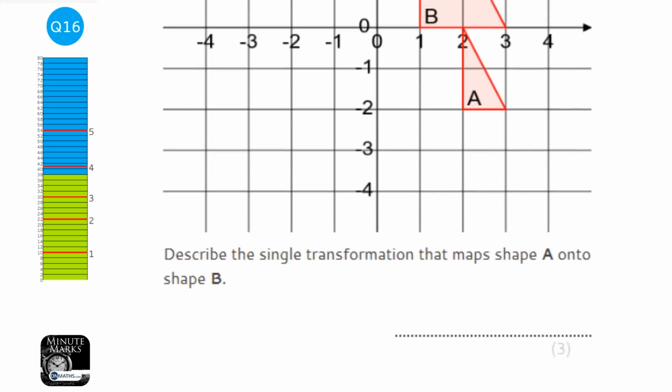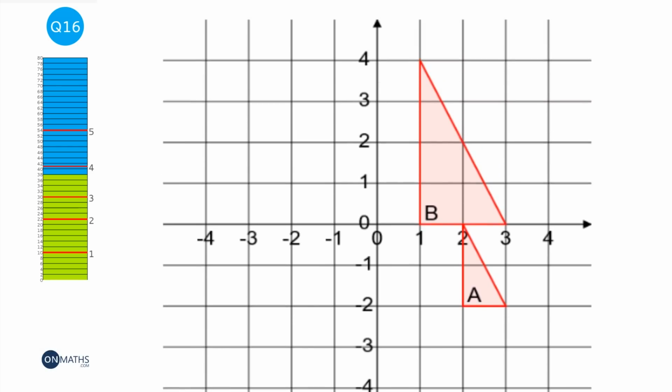Okay, so we're asked to find the single transformation that goes from A to B. First things first, I asked myself a number of questions here. Question number 1, has it been mirrored? No, not really. So it's not a reflection. Has it just moved? Well, it has moved, but it hasn't just moved. It's not the same shape, so it's not a translation.